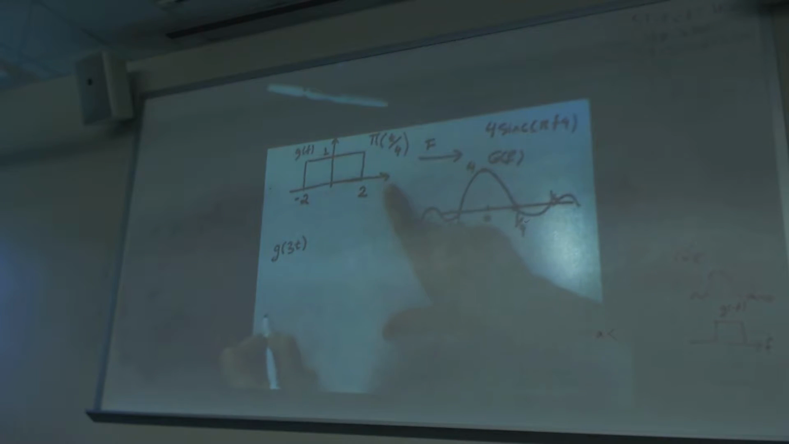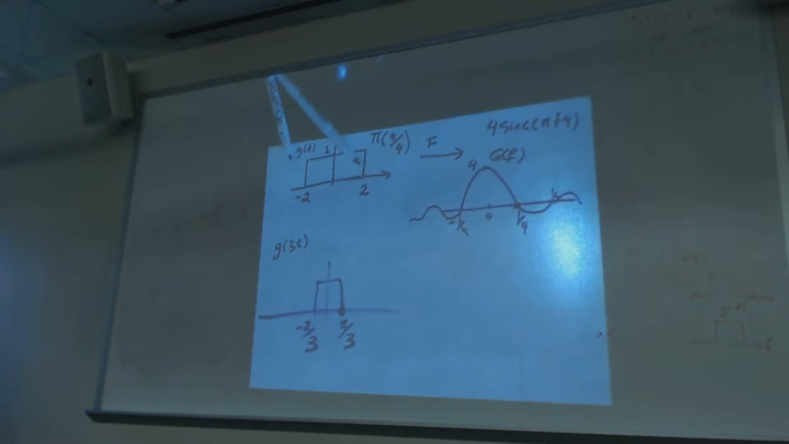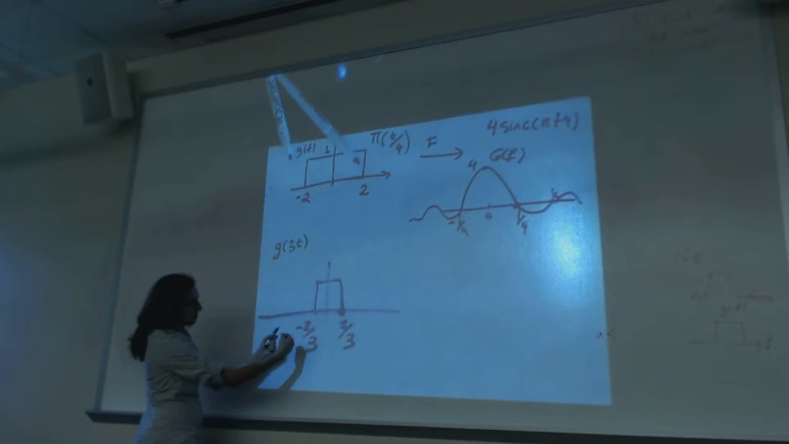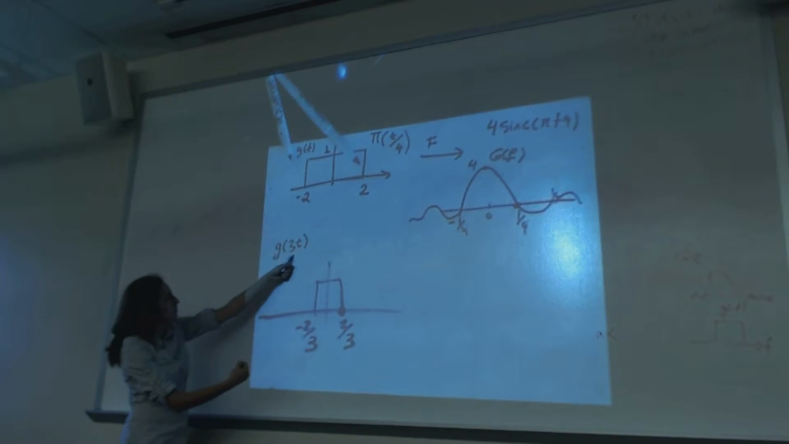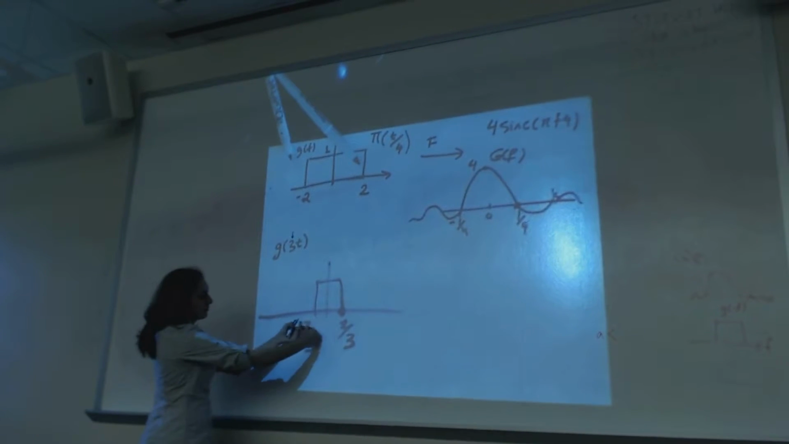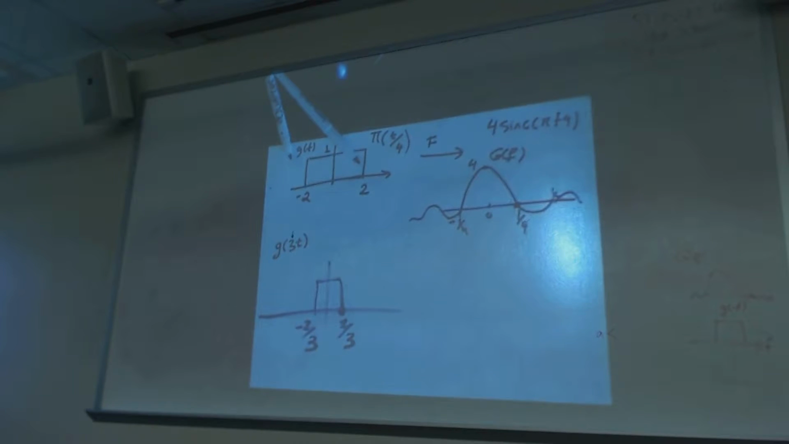So my new signal, what would be here? 2/3 and minus 2/3. From this signal to this signal, I compress it by a factor of 3 because of this 3 here. Effectively, you have to divide things by that. So this is my new signal, a shorter signal in the time domain.